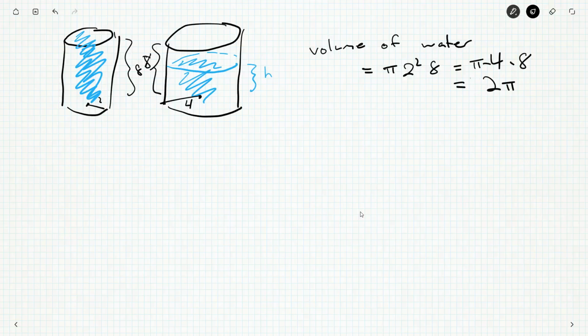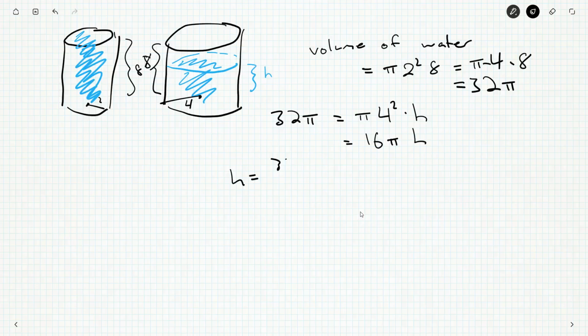Now that stays the same. So it's the same amount of water in the new cylinder, but it only goes up to a height less than 8 because we've got a radius 4. So the volume of water can also be calculated as this water cylinder in the big cylinder. So it's going to be pi radius squared times whatever the height is. So that's 16 pi times h.